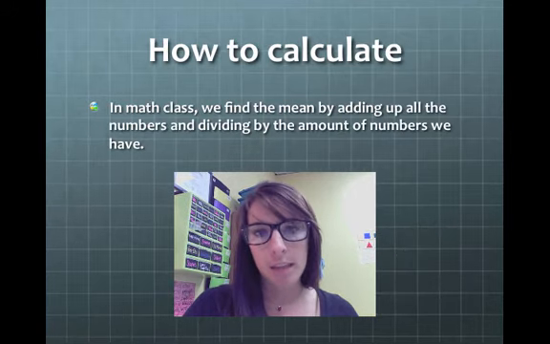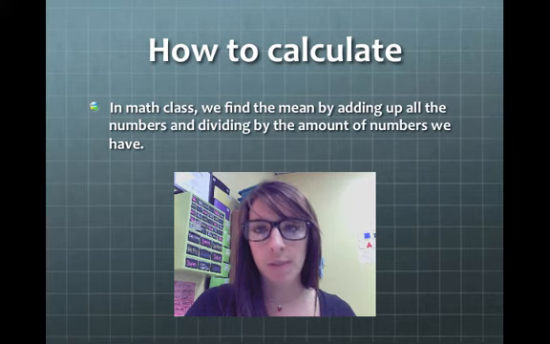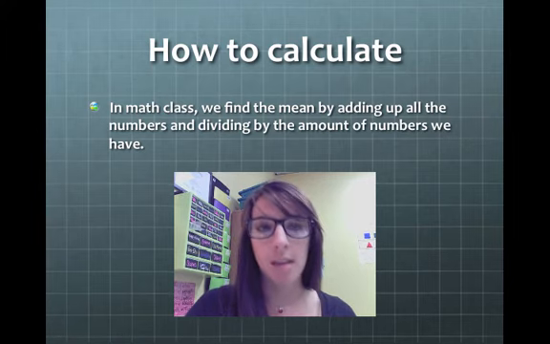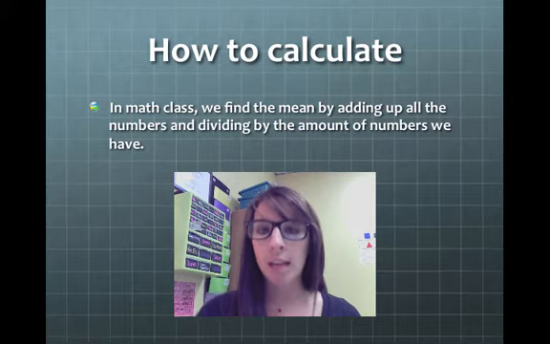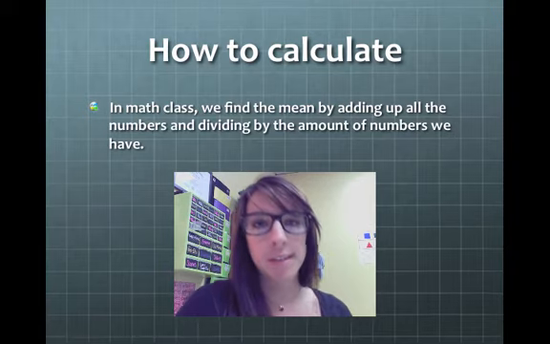How to calculate the mean, okay? Again, how to calculate goes on the left of your Cornell notes, and this bullet point, all these words, goes on the right. So this is how we find the mean. In math class, we find the mean by adding up all the numbers and dividing by the amount of numbers we have. So you take all the numbers that you've collected when you asked your statistical questions and divide by how many people you asked.